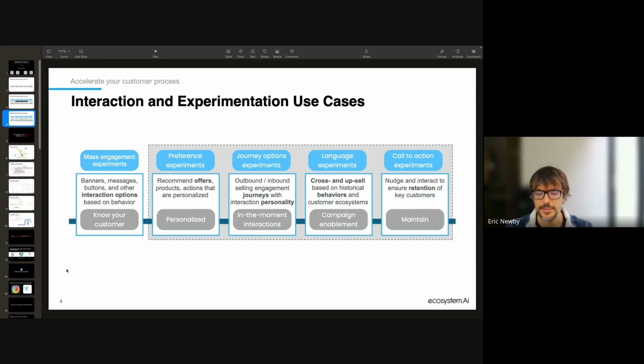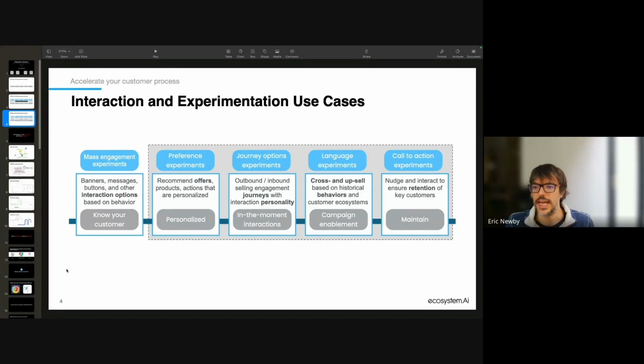You can make sure that when you're doing in-the-moment interactions, like we said, you use that in-the-moment information to best enable your engagements with them, whether that be inbound or outbound. You can enable campaigns by experimenting with language, so different messaging constructs for different types of social constructs, like personalities. You could have different messages for different personalities.